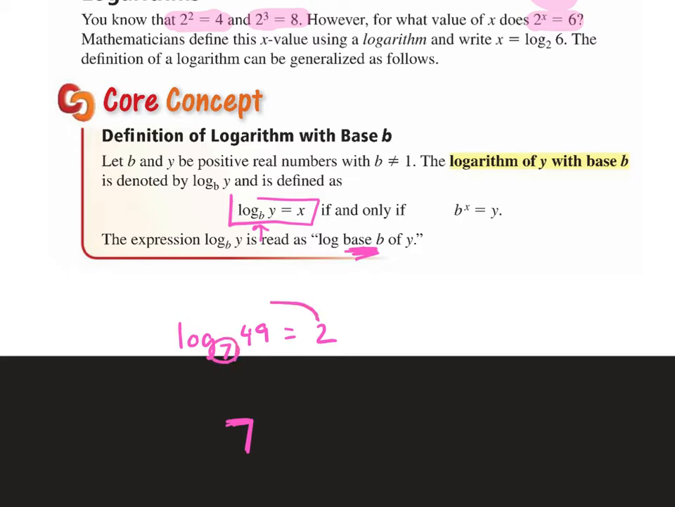We take what's on the right, move it to the left, what's on the left, move it to the right. So the 2 becomes our exponent, so this would be 7 squared is equal to 49. This is in logarithmic form. This is exponential form.